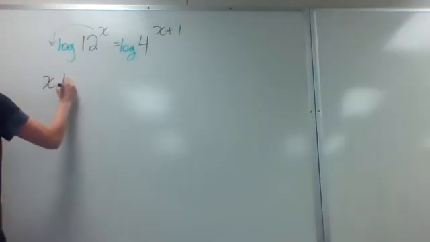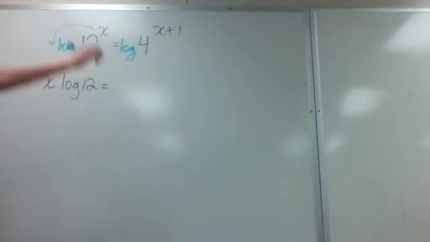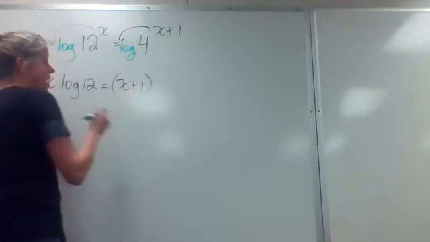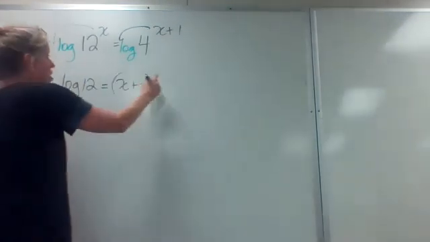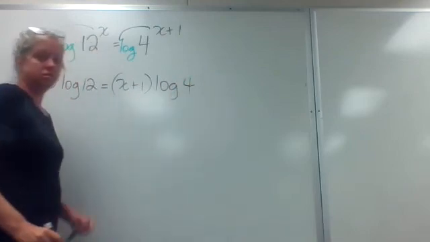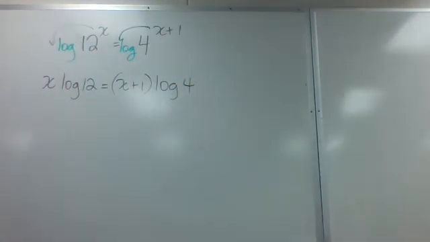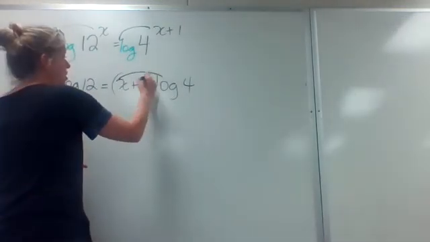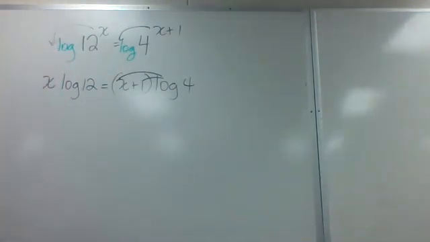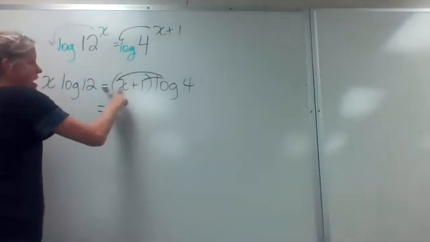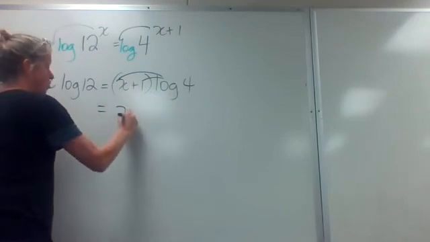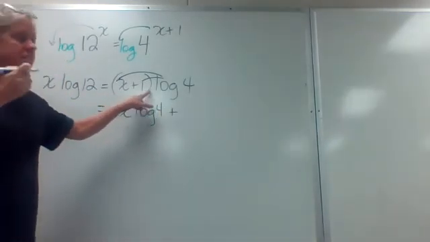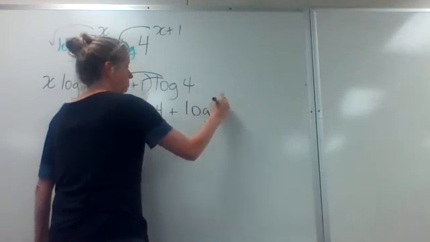So I have x log 12. This brings down this exponent. So I have x plus 1, and I need it in parentheses, log 4. So both of these go to that log 4. So let's multiply what's in those parentheses times that log 4. X times log 4 will just be x log 4 plus 1 times log 4 is just log 4.